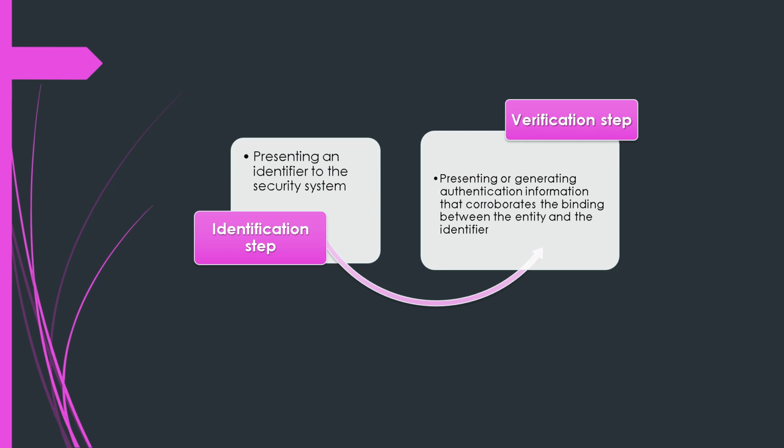In the identification step we present an identifier to the security system. In the verification step, we present the authentication information that corroborates the binding between the entity and the identifier. Normally, in the verification step, we receive the credentials from the individual, then we check whether the credentials provided are valid or not. If the credentials provided by the individual are valid, then the authentication is successful.